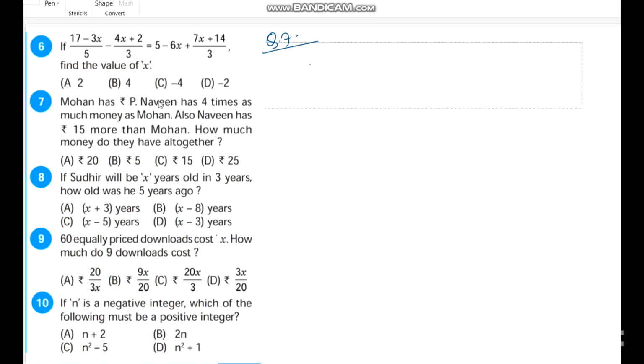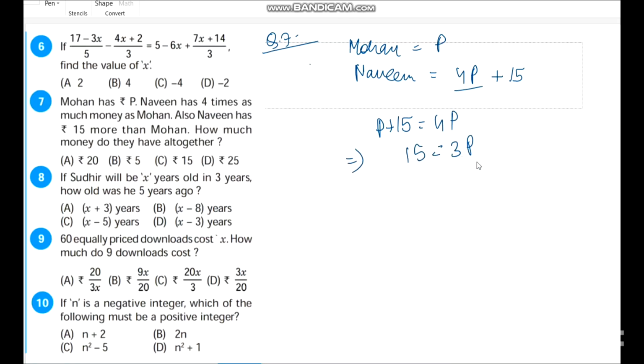Okay, Mohan has P rupees, so Mohan is equal to P. Naveen has 4 times as much money, means 4P. Also Naveen has 15 rupees more. So how much money do they have all together? We will add it. I will solve it this way: P plus 15 is equal to 4P. So it will become 15 is equal to 3P. So this means P is equal to 5.